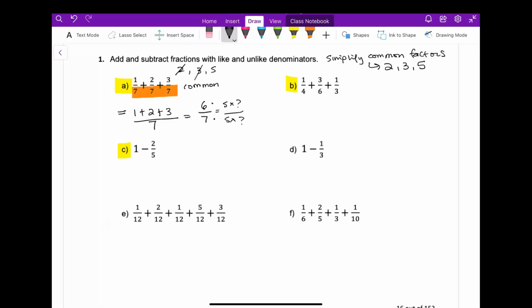These are my most common numbers, and it helps me determine if anything else works. Now, I'm not saying these are the only things you should check, because there is a lot more things to check, but this is what kind of gets me started, gets me in the groove. So this tells me that 6 over 7 is as simplified as it can be.